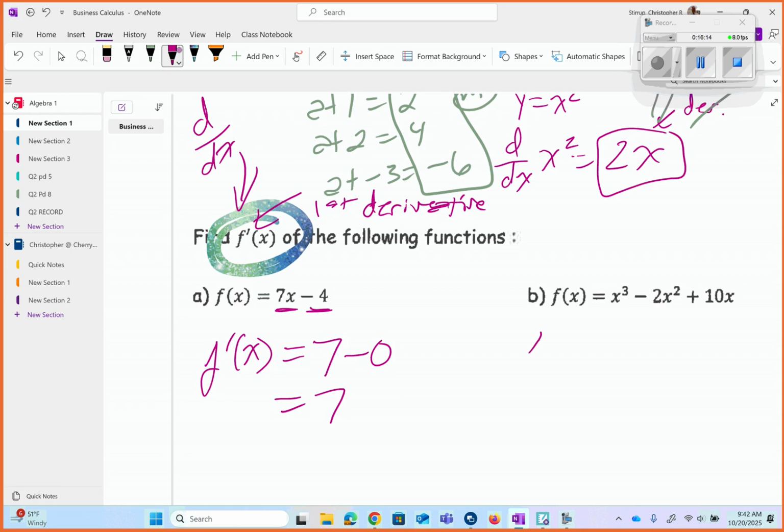Let's do the derivative of this. F prime at x. Okay, what's the derivative of x to the third? 3x squared. What's the derivative of negative 2x squared? Negative 4x. And what's the derivative of positive 10x? 10. Friends, we're doing calculus. Woohoo!